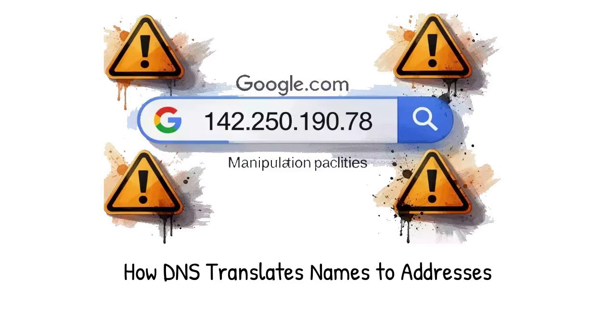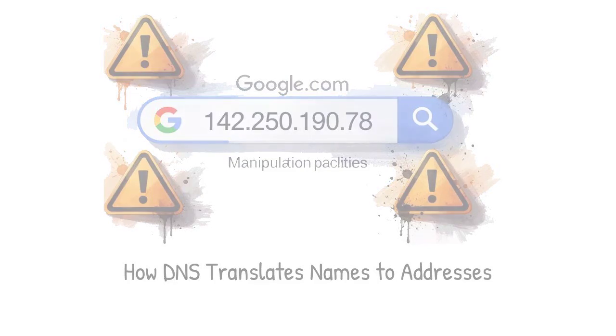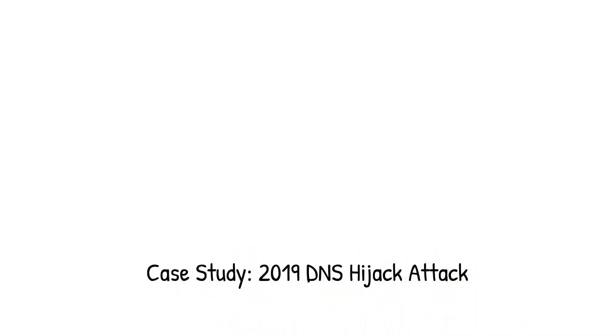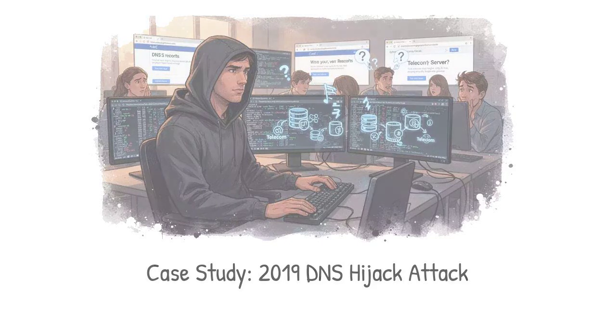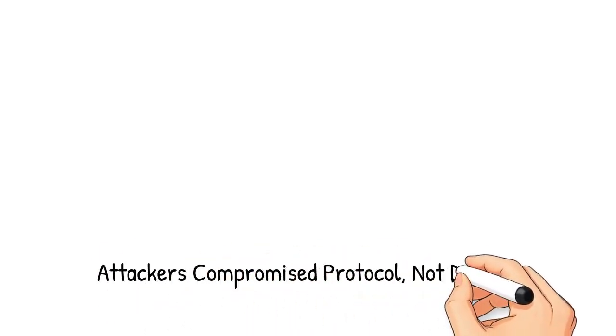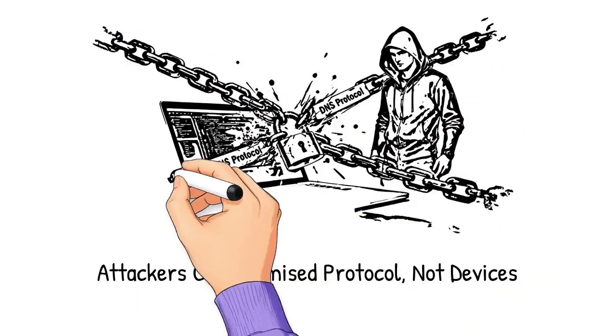But here's the problem. DNS was originally designed without security in mind. It can be hijacked, poisoned, or manipulated. In 2019, hackers compromised DNS servers of several major telecom companies. They changed the DNS records so that users trying to visit legitimate websites were silently redirected to malicious ones. People typed the correct website. Their browser showed the correct URL, but they landed on a fake site. This attack didn't break into devices. It broke into the protocol that devices rely on.